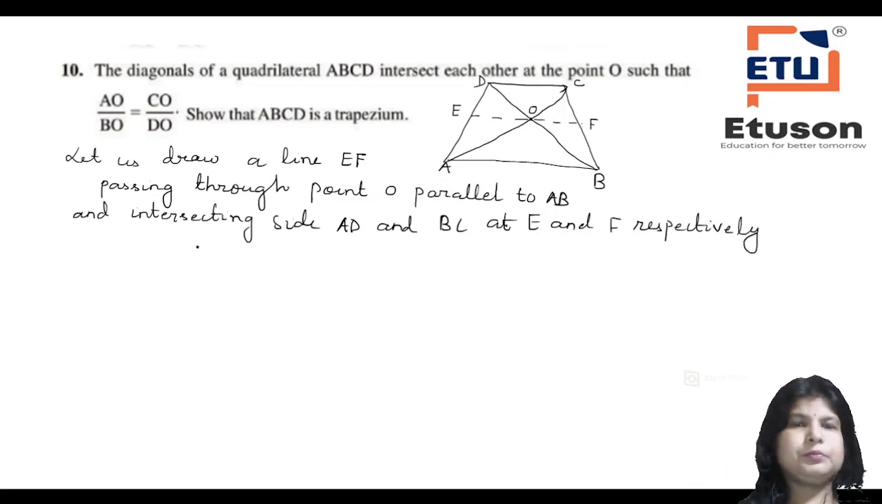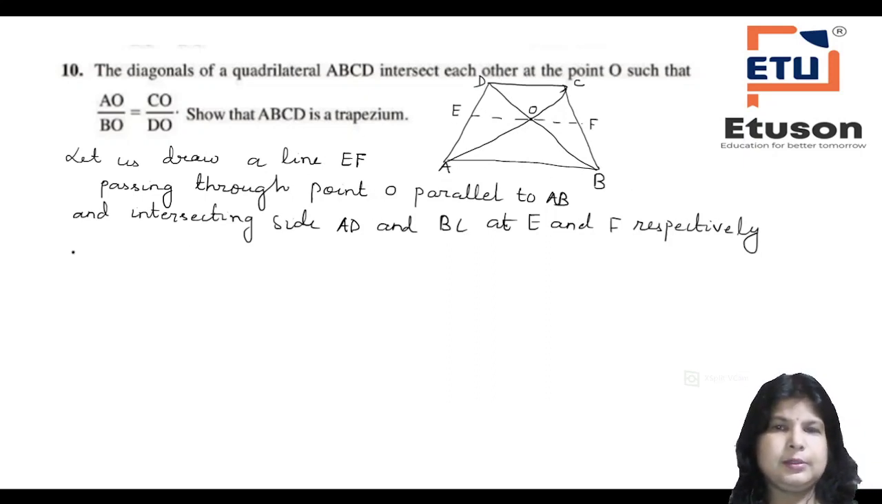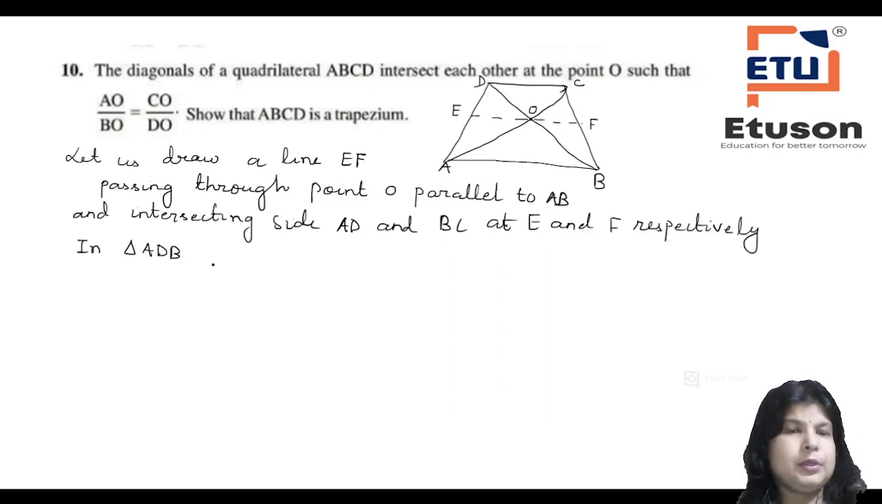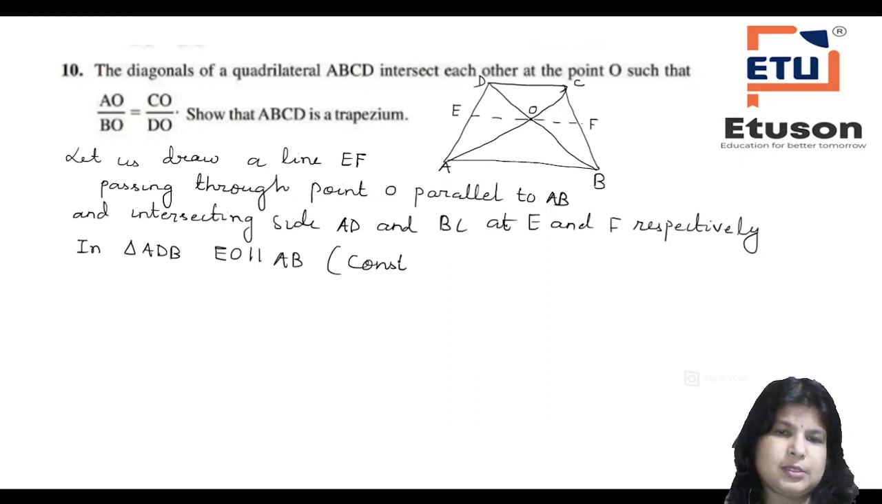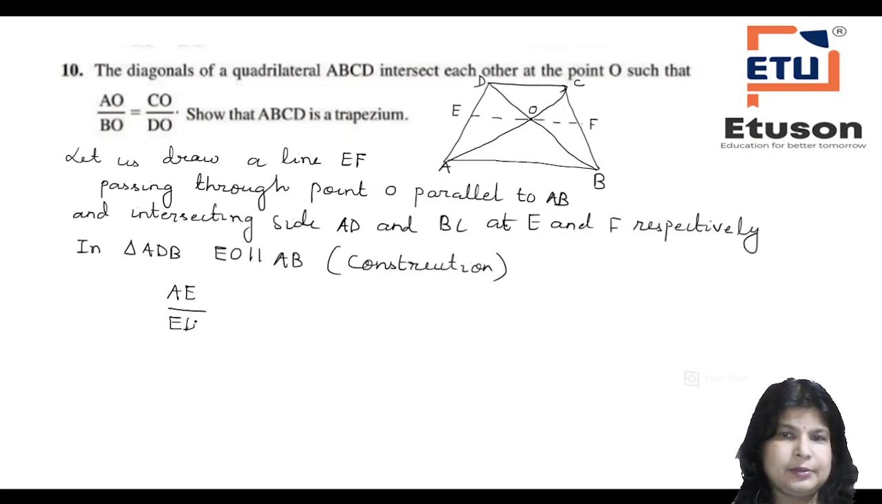Okay, so now let us consider the triangle. So now in triangle ADB, what you have in triangle ADB, your EO is parallel to AB. This is according to your construction, because you have constructed, right? So if so, then what you will get? You will get AE by ED is equal to BO by OD. This is according to your basic proportionality theorem.